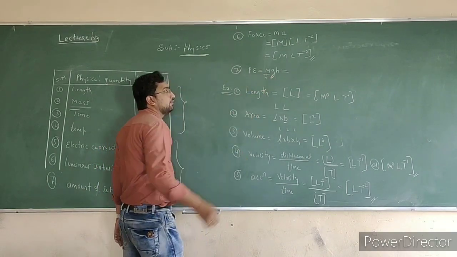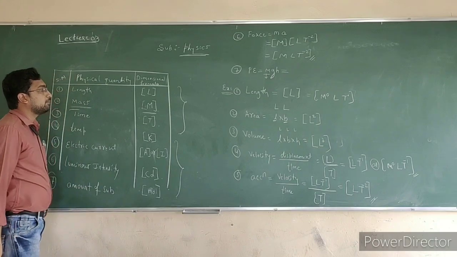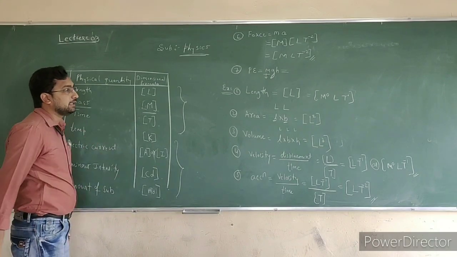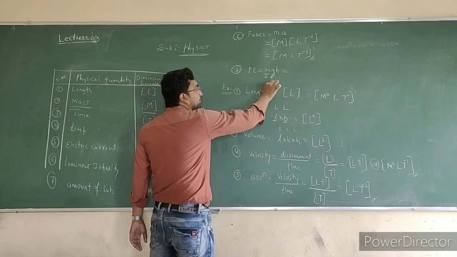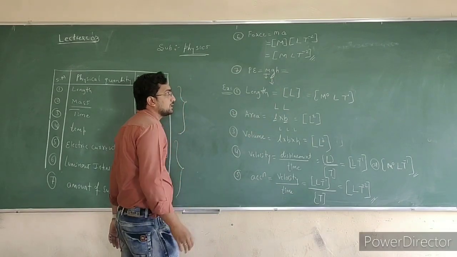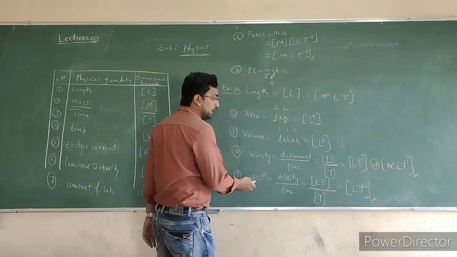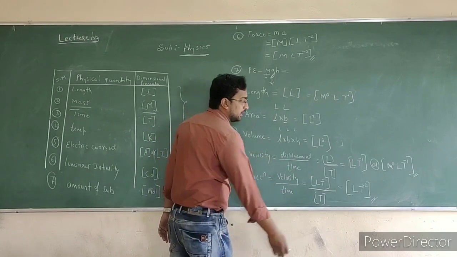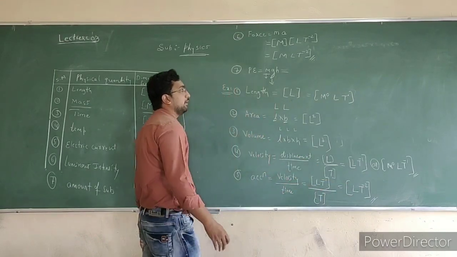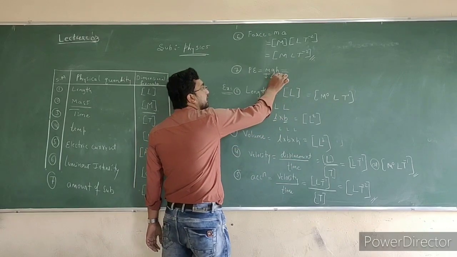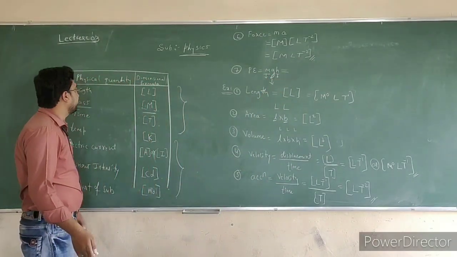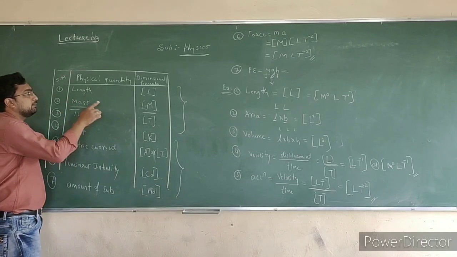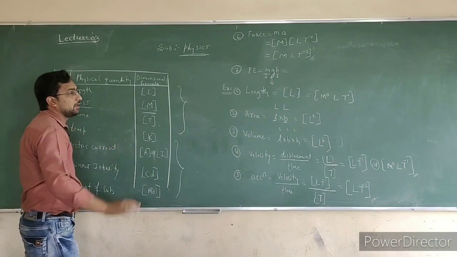The dimension formula for mass is denoted by capital M, and for acceleration due to gravity, its dimension formula is similar to acceleration, that is L t to the power minus 2. And here h is nothing but displacement. Displacement is nothing but length, so its dimension formula is L.